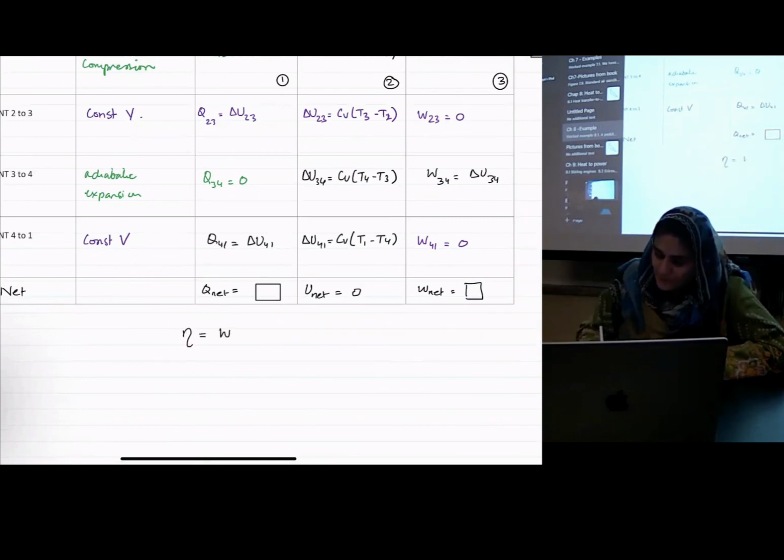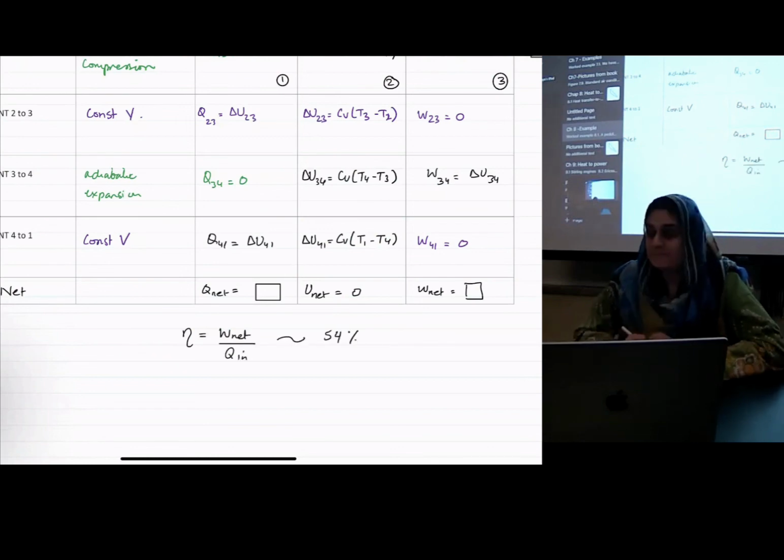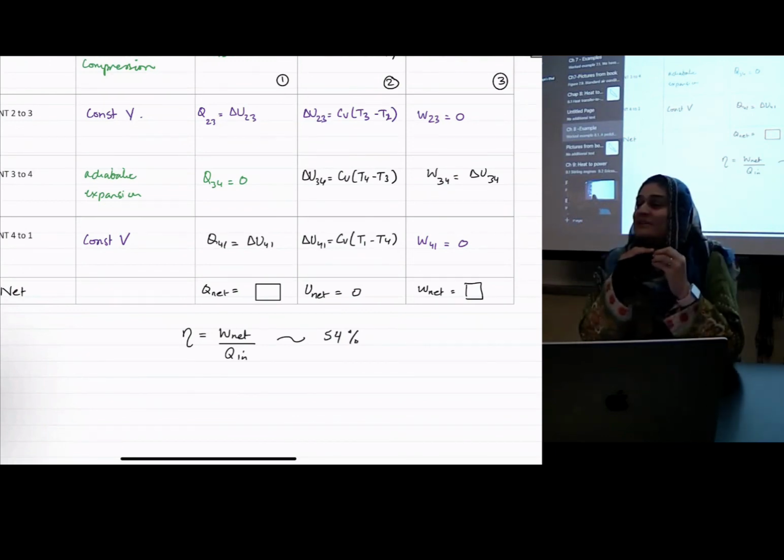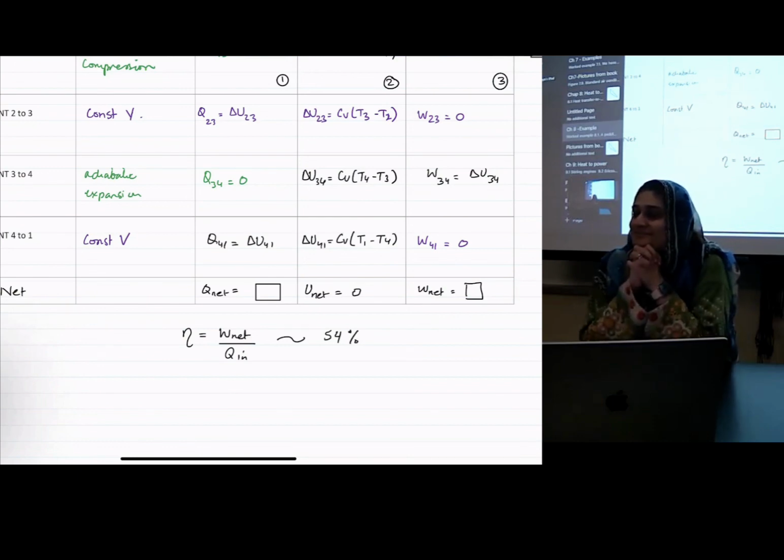Okay, now, last thing: should you buy it from him? Well, work net divided by Q in, I calculated to be about 54%. And he's claiming it's 90% efficient? Yeah, good luck. I wouldn't have money for food, and the temperature is like the melting point of steel.